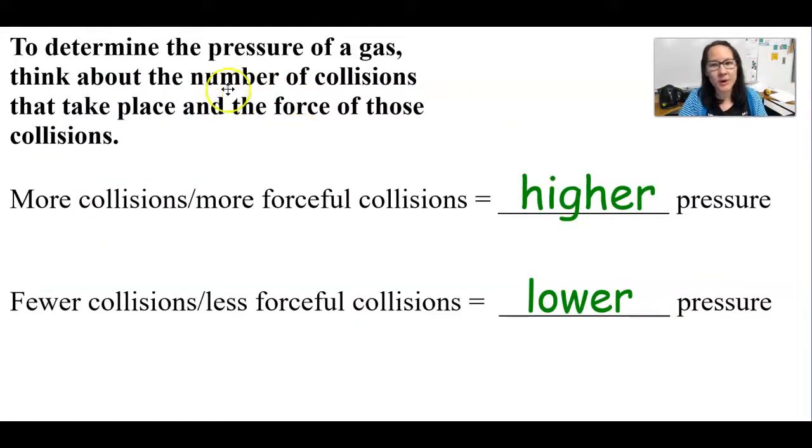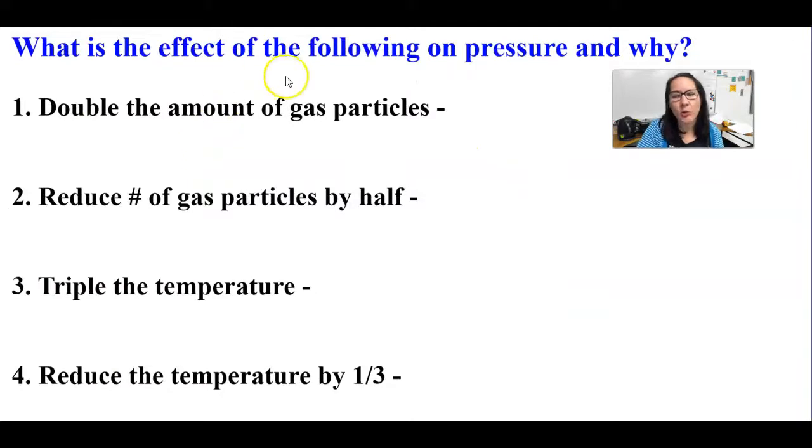So to determine the pressure of a gas, think about the number of collisions that take place and the force of those collisions. The more collisions or more forceful collisions with the container walls, the higher the pressure. The fewer the collisions or less forceful collisions, the lower the pressure in the container. So now let's explore what the effects are on each of the following on pressure and why those happen.